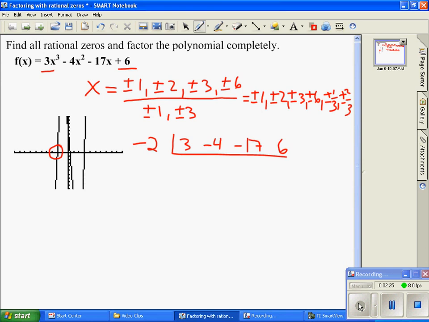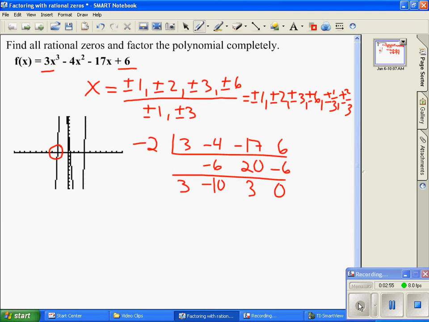And let's do the synthetic division. Bring down the 3. 3 times -2 is -6. Add the column. -2 times -10 gives me 20. So I add the column again. So we get 3, and -2 times 3 is -6. So this ends up having a remainder of 0, so this is indeed a root of this polynomial.